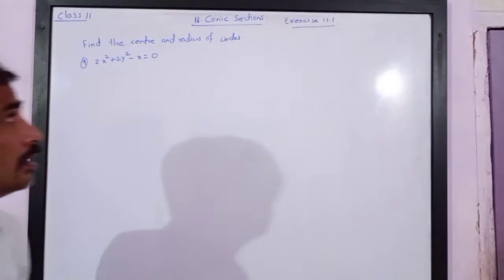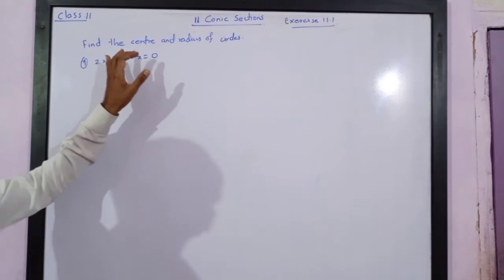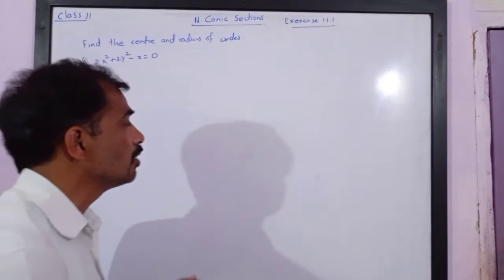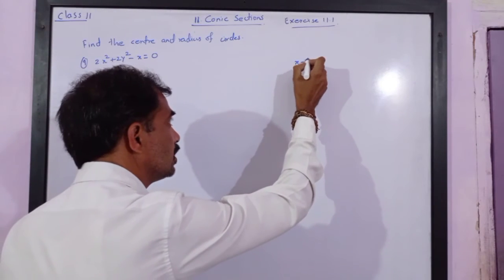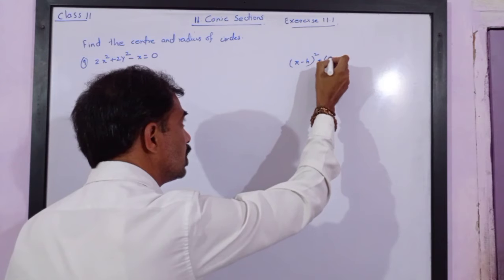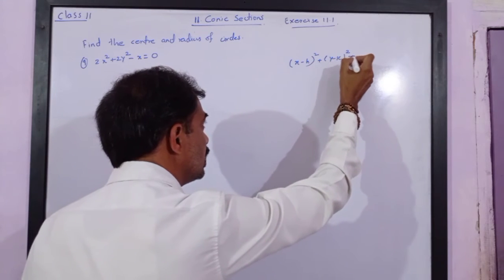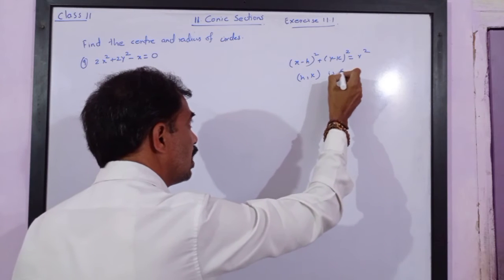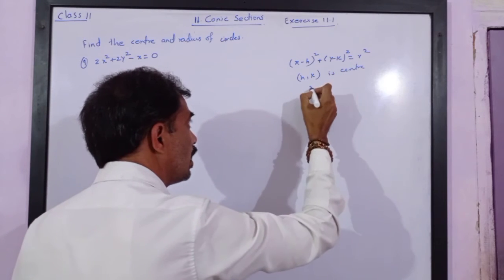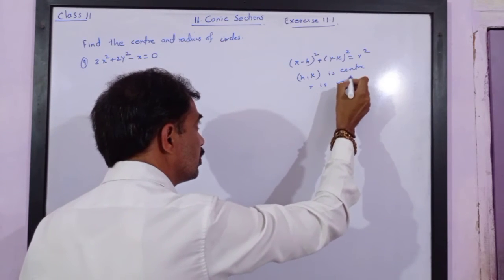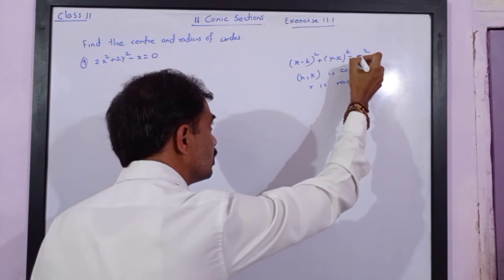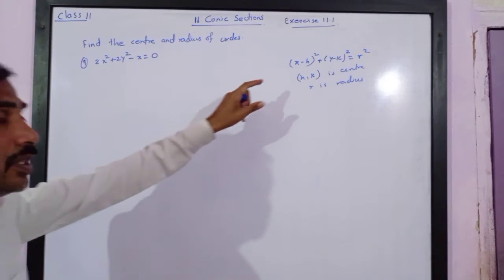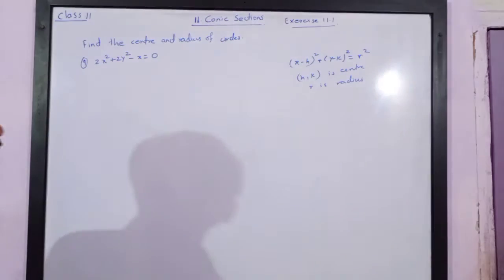Dear friends, now we have the next question. Find the center and radius of the circle. We know if we are able to write the equation in the form (x minus h) bracket square plus (y minus k) bracket square is equal to r square, then (h, k) is the center and r is the radius. So we need to write this equation in this form. Now see how it could be written.